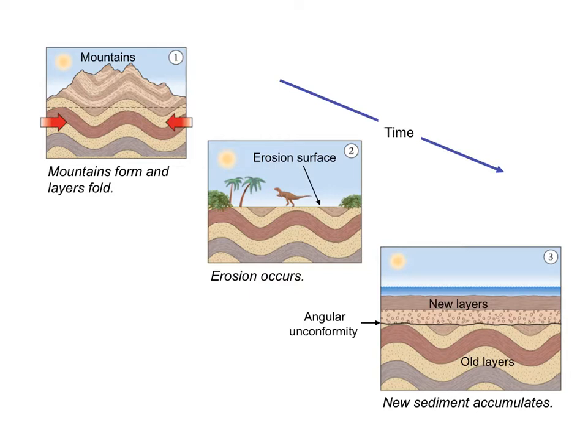So that contact between the old and the new represents a period of time when no sediment was being deposited, rather erosion was happening at the surface, and it juxtaposes sedimentary rocks of differing angles.